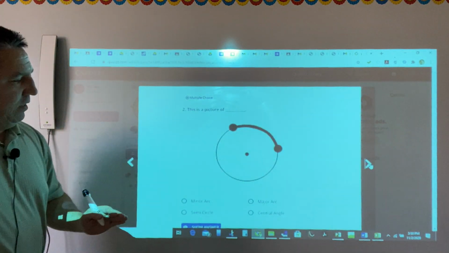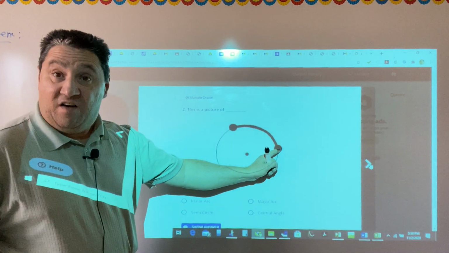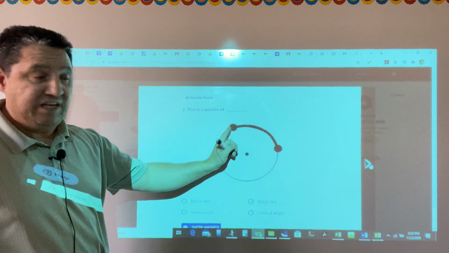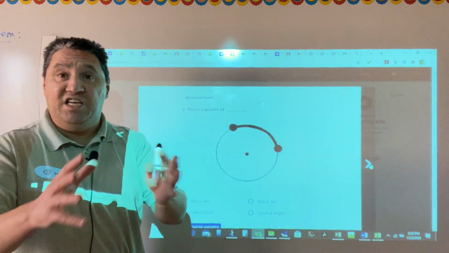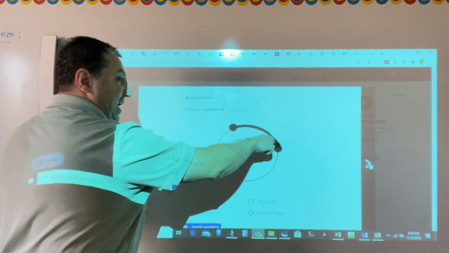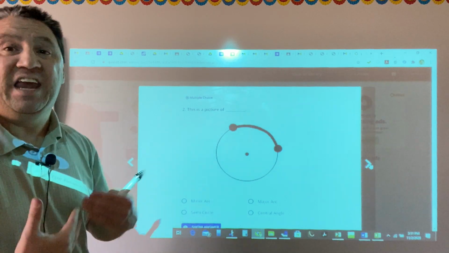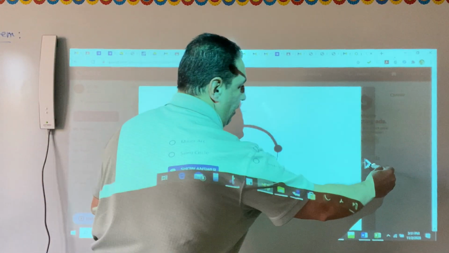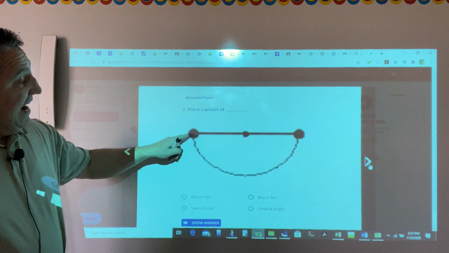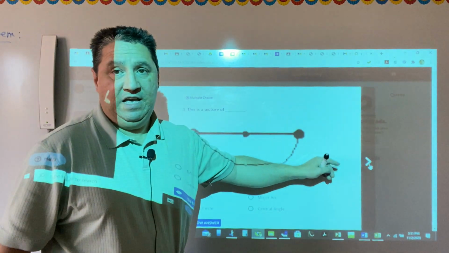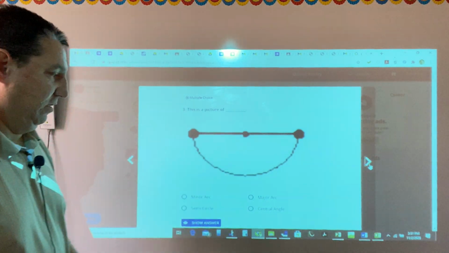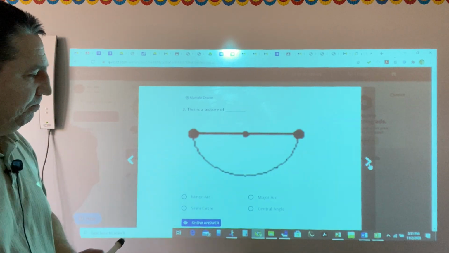Another picture. We have 2 points on the circumference and the distance on the circumference between these points. As we can see, this distance is the shortest one, which means this picture is a picture of a minor arc. This is a picture of half of a circle, right? And we know half of a circle is called a semicircle. Yes?